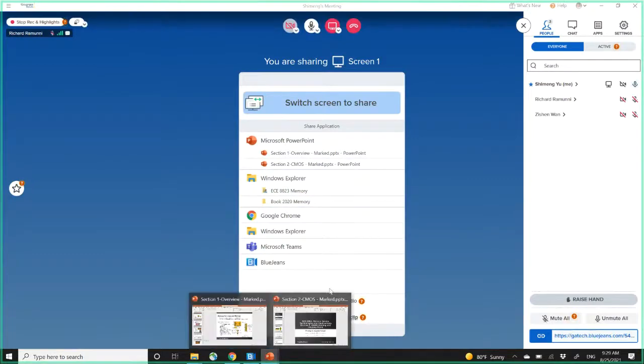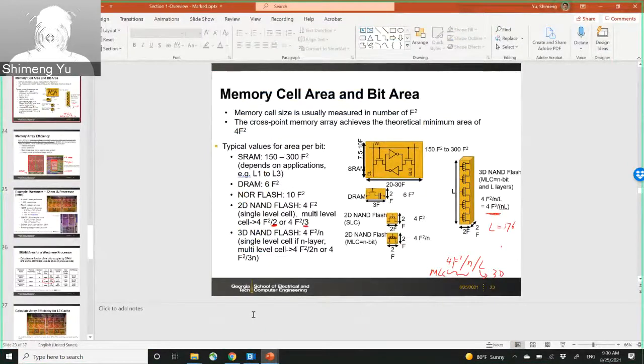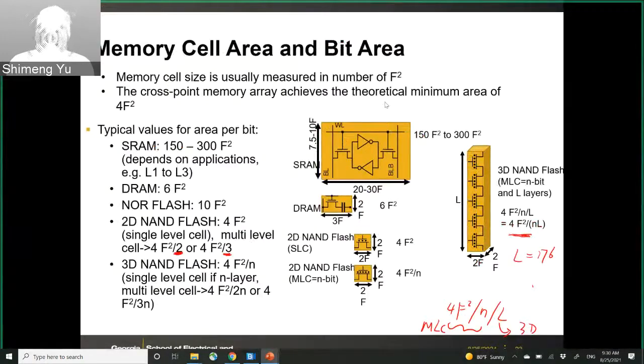Alright, welcome back. So today we are going to first have a quick recap of the first lecture. And this is where we stopped on Monday. So the memory cell area and the equivalent bit area. Here we use the F square to normalize different technologies to the same technology node. So the F can be like 20 nanometer or 30 nanometer. It's just a metric to normalize different technologies.